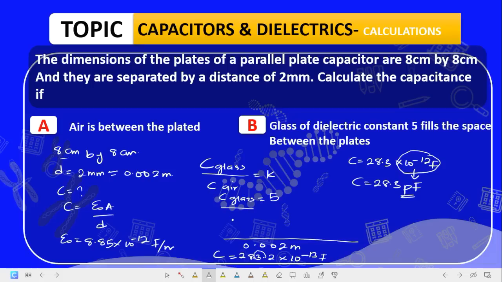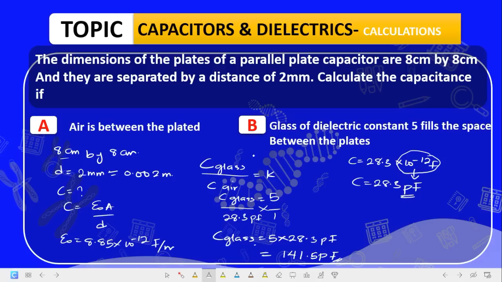That is equal to the capacitance of the air, which is 28.3 picofarad, over 1. Cross multiply. This will give us C of glass is equal to 5 times 28.3 picofarad. And that will give us 141.5 picofarad. So that is how to provide the solution to this.